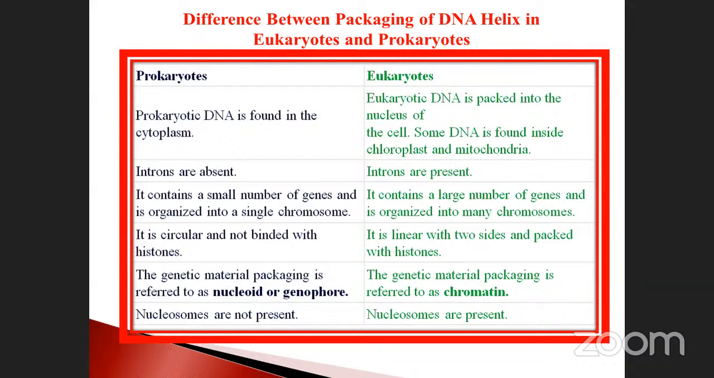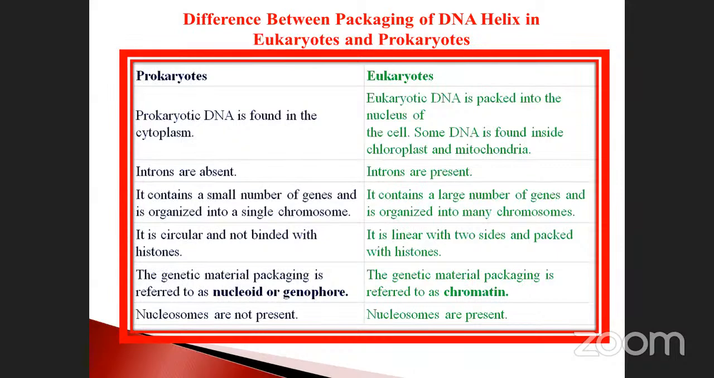What is the meaning of nucleosome? The octamer of histone proteins, along with the DNA wrapped around it, the entire structure is called the nucleosome core or histone core. In prokaryotes it is not present, but in eukaryotes it is present.